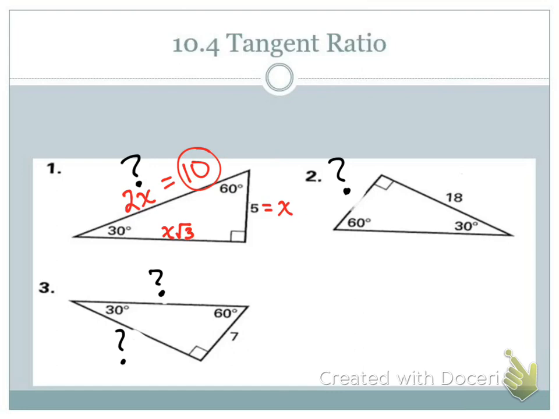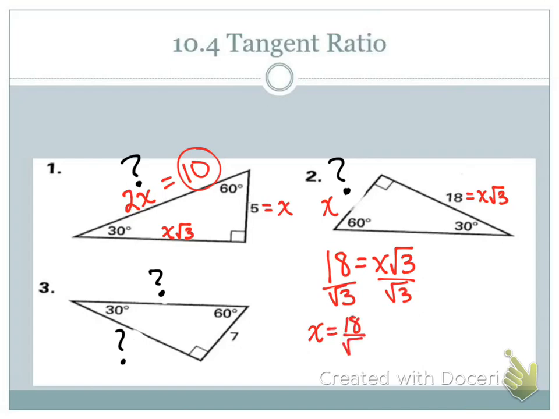All right, on number 2, the side across from the 30, we usually label with X. That's the side we're looking for. The side across from the 60, we label X radical 3. So now we've set up an equation for ourselves. 18 equals X radical 3. We need to solve for X. That's what we're trying to find. How do we do it? Divide by radical 3. That will get the X to be alone. So we have X equals 18 divided by radical 3.